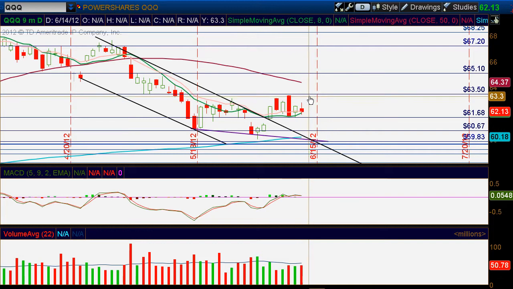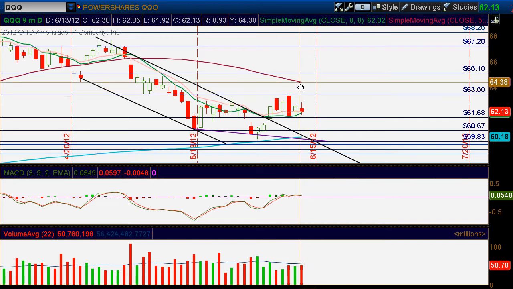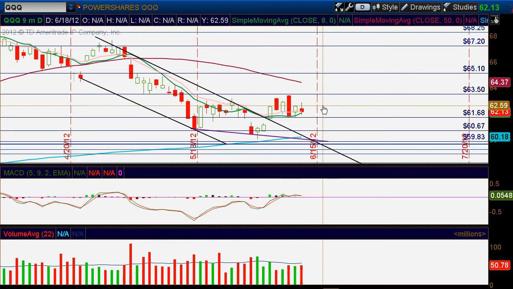If we do ever break through the 63.50 as we talked about yesterday, and then close above it, we could head all the way higher to the next area of resistance on our way up here, the 50-day moving average, which is at 64.37.